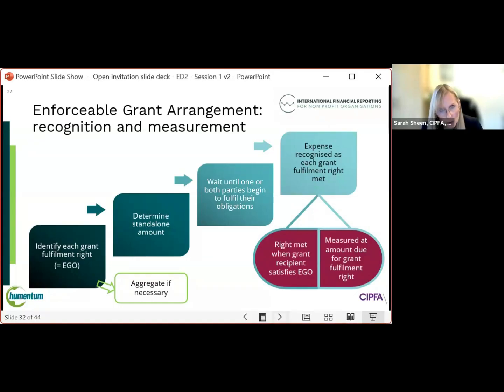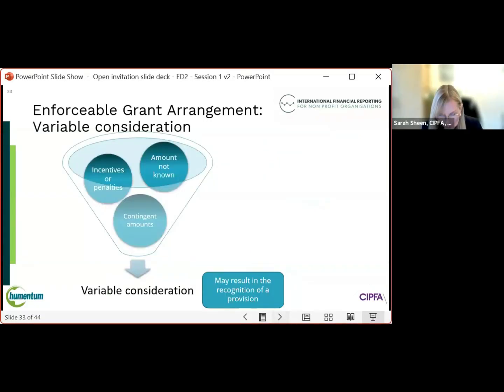I won't spend too long on enforceable grant arrangements variable consideration, but variable considerations might occur when an EGA may not know at the beginning of the arrangement just how much it will need to recognise. This might be because there are incentives or there are penalties, or that there's a contingent event that has not yet taken place. So you don't know how much needs to be recognised. And a variable consideration may need to be recognised as a provision and measured as such, and the provision in parts of the INPAG arrangements. Next slide, please.